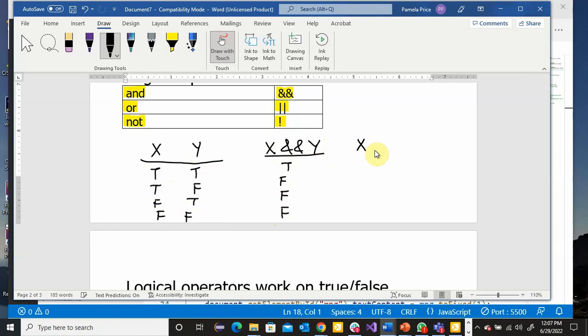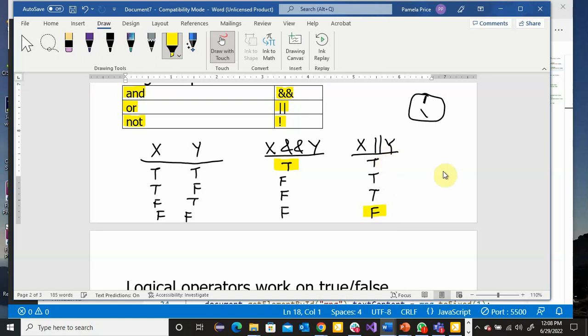If I go x or y, and this line here, on your keyboard, is the shift of the backslash key, is what you use for this. Then or is true if either one of them is true. So in this case x is true, so that's true. In this case this is true and this is false. So the and is only true when they're both true. The or is only false when they're both false.